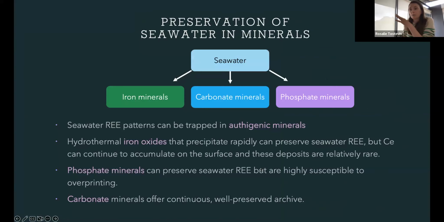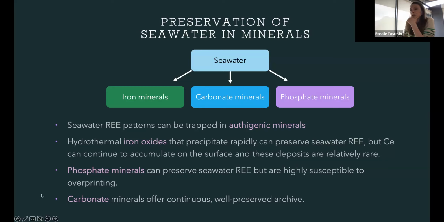Obviously, when we're looking back in deep time, we have to extract rare earth elements from authigenic minerals, and we have a number of options. So for example, some iron minerals, I'll talk about iron silicates later, but hydrothermal iron oxides if they precipitate rapidly enough, they can preserve seawater rare earth element patterns. But some work, I think by Michael Bau, has shown that cerium can continue to accumulate on the surface after the iron oxides have been precipitated. So it may not always be a reliable record of the primary seawater cerium anomaly. And these deposits are also relatively rare. We know they're not distributed evenly through geological history.